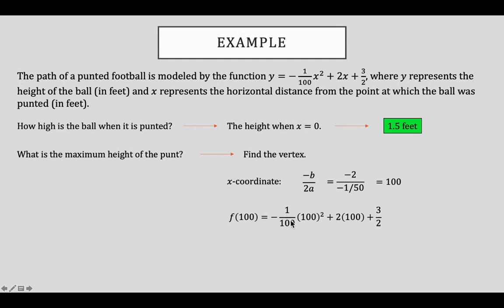This is negative 1/100 times 100 squared plus 2 times 100 plus 3/2. Notice I've got 100 squared divided by 100. That just leaves me with 100 times negative 1, which gives me negative 100, plus 200 plus 3/2. So 203/2, or 101.5 feet, would be the maximum height of the punt.